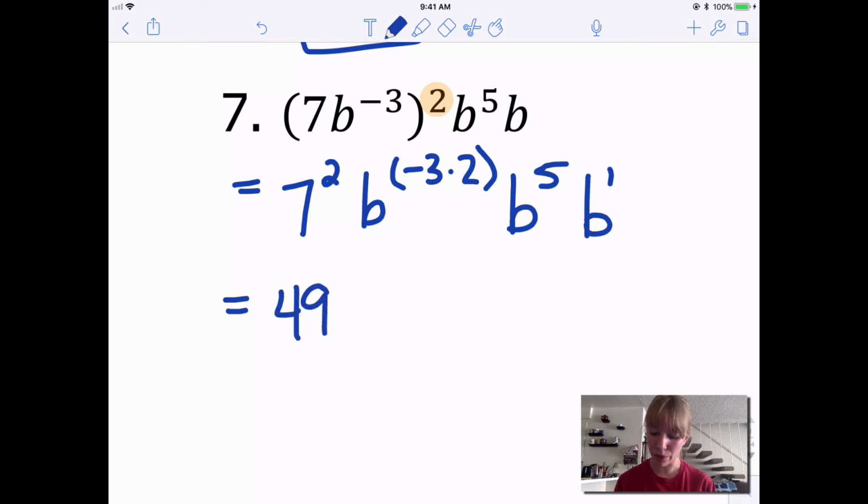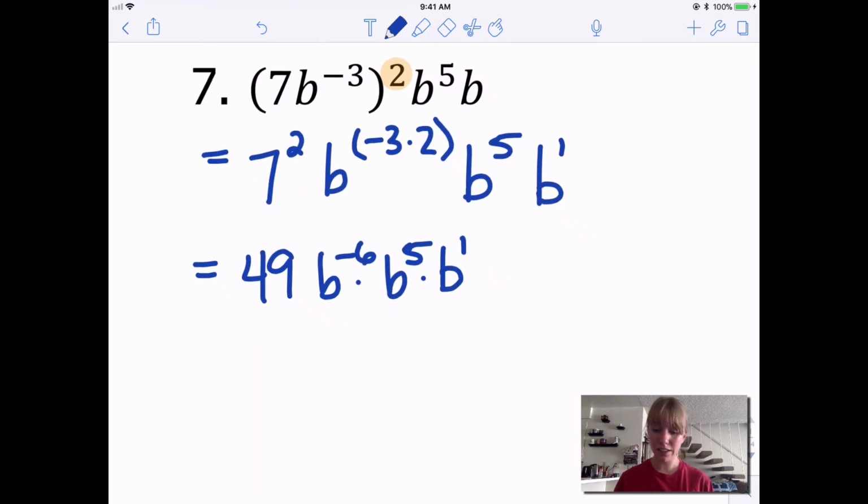7 squared we know is 49. B to the negative 3 times 2 is b to the negative 6th, times b to the 5th and b to the 1st. B to the negative 6th, b to the 5th, and b to the 1st are all multiplied by each other. So that's a product of powers property.